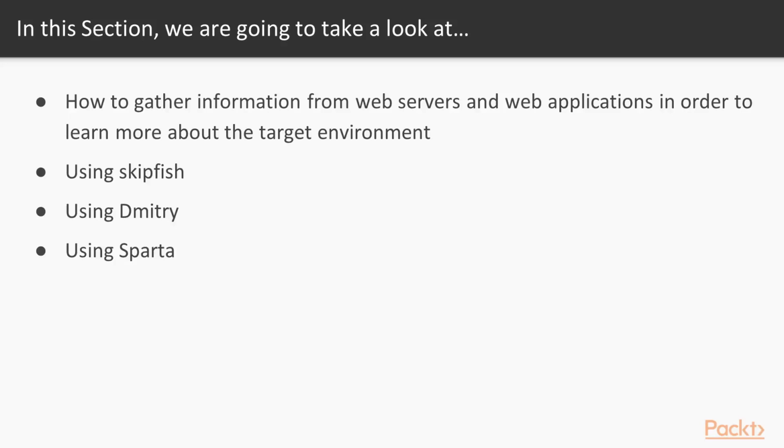In this section, what we will do is learn how to gather information of various types from web servers and web applications. The goal here is to learn more about our target environment that we're going to be pen testing into. Specifically, we're going to focus on three tools: one known as Skipfish, another known as Dimitri, and another known as Sparta. Each one of these answers a number of questions about the web environment.